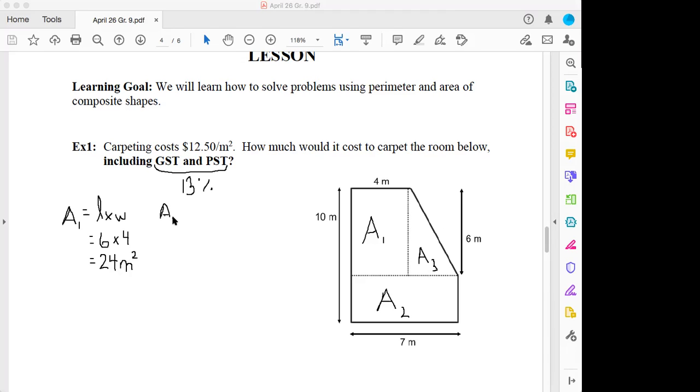A2 is a rectangle as well. Okay. So our length here is 7, and our width would be the 10 here minus the 6. So 4. Okay, so it would be 7 times 4, which gives us 28 meters squared.